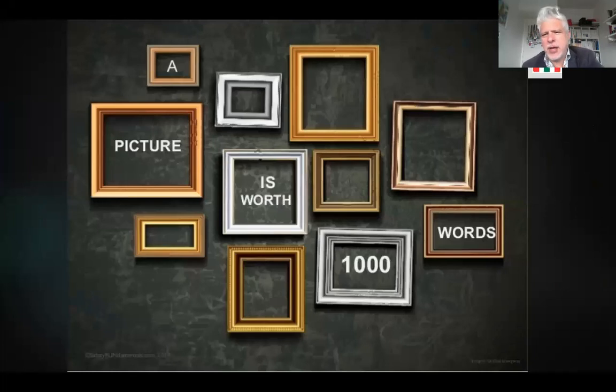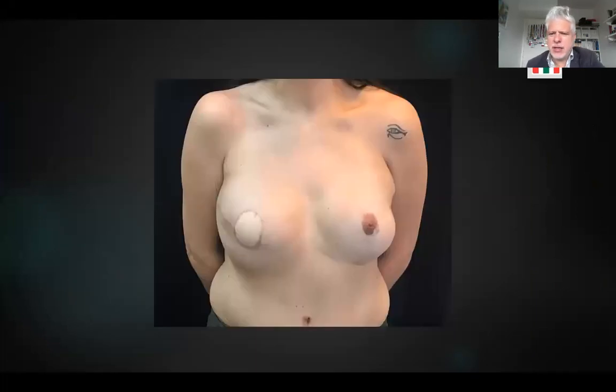As an ancient Chinese proverb said, a picture is worth 1,000 words. So here we have a lady who underwent breast reconstruction with an abdominal based flap. And although the reconstruction in terms of volume is pretty good, the reconstructed breast is totally different in terms of shape, height, width, or projection.